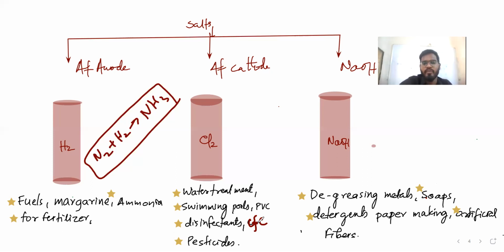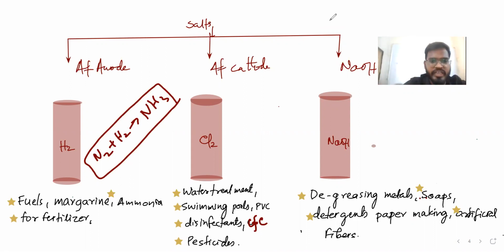After that, NaOH is used for degreasing metals, detergents, paper, and making artificial fibers. So these are the uses of chlorine, hydrogen, and NaOH.